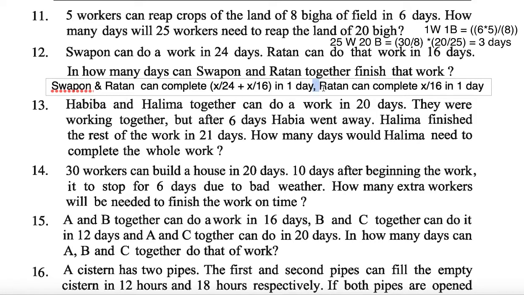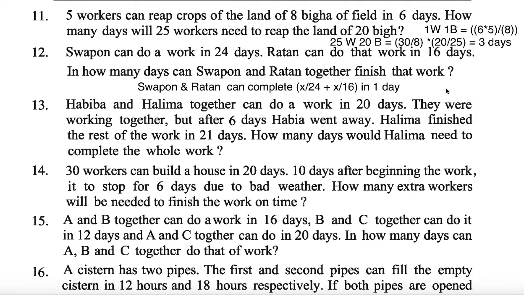Okay, this is the key here, right? So what is this? We can take LCM of 24 and 16. What is the LCM for 24 and 16? 4 16s, 4 6s are 24. Okay, 48 is the LCM. So 24 2s, 16 3s, so 5x by 48 is the fraction of work they can do when they work together in one day.